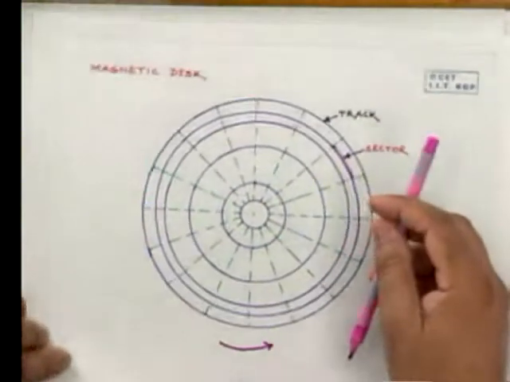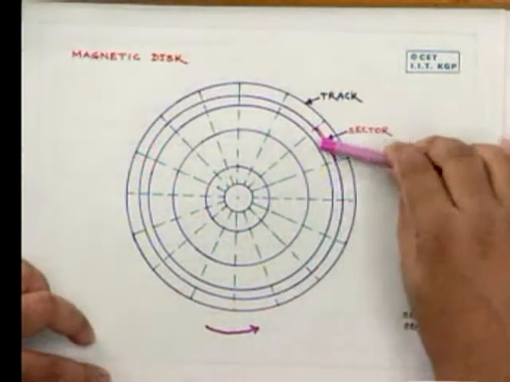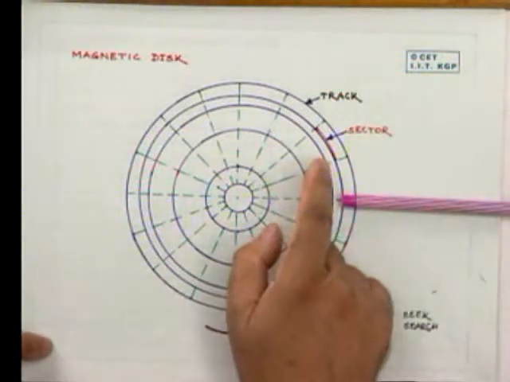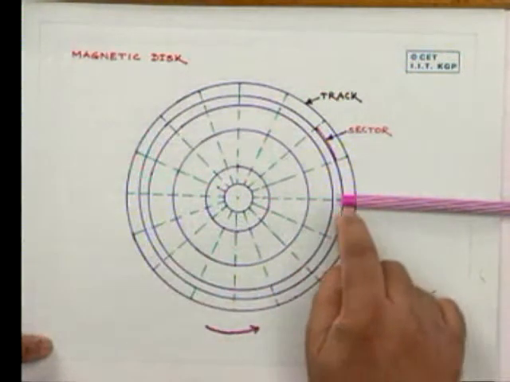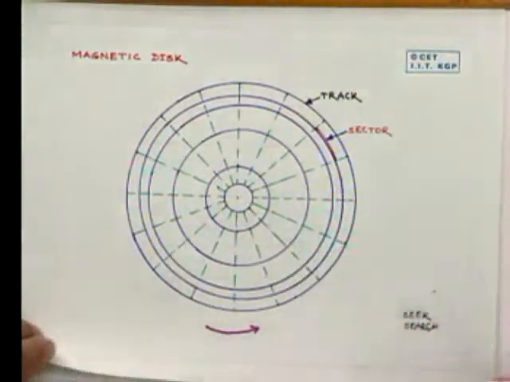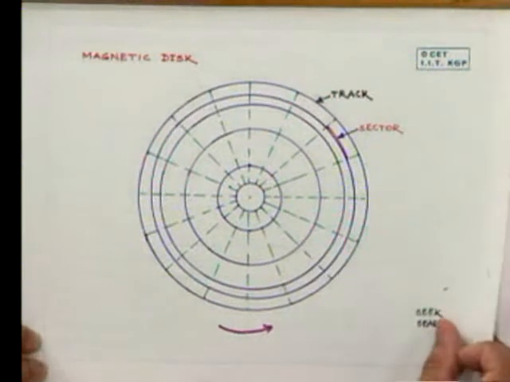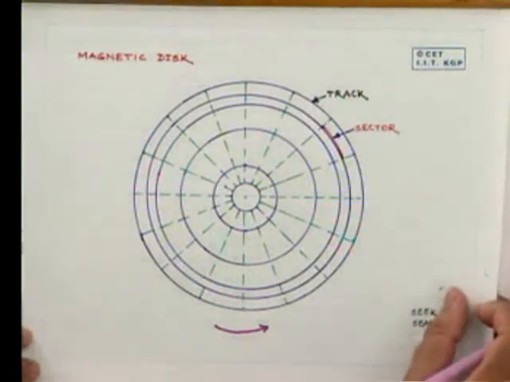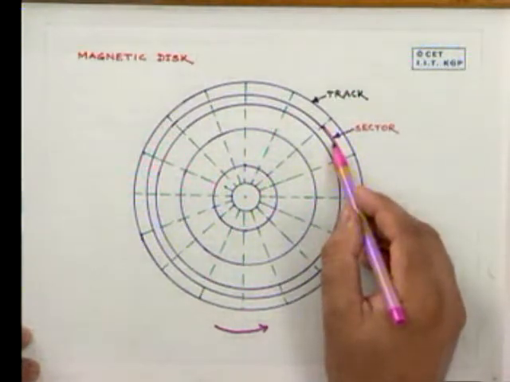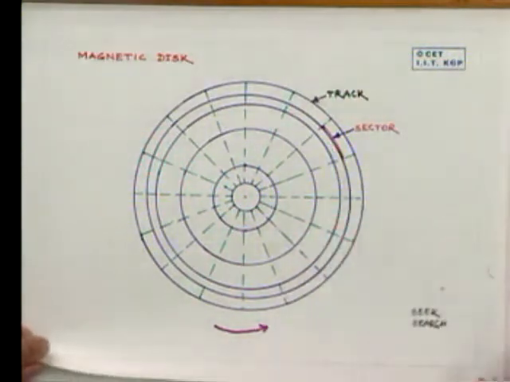So for example, if the data is here and the head is here, then you have to wait till this sector, after rotating a full circle almost, comes over to it. This is called the rotational latency, right? And you can immediately see, therefore, that the time to access a data on a disk is quite considerable. What are the times that will come to?